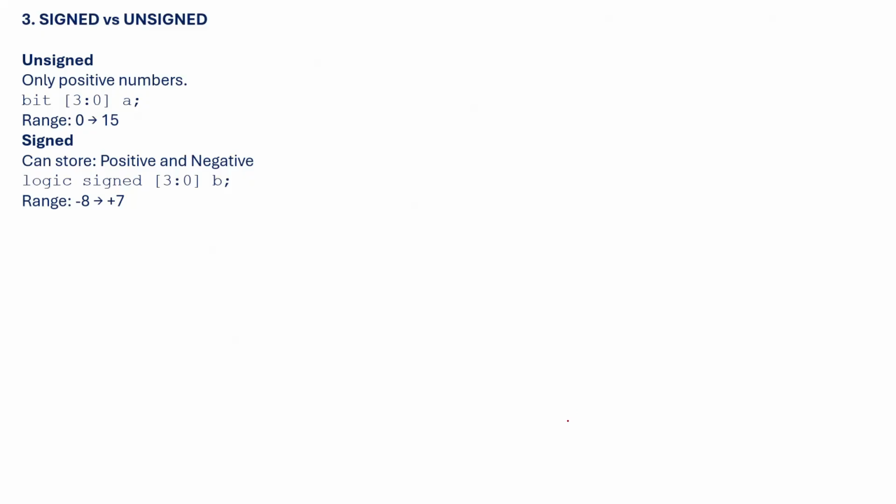Now signed and unsigned. What does signed mean? A signed variable supports both positive and negative values. Suppose you take an integer type or logic, say logic signed with 4 bits. 4 bits means 2 power 4, so the capability of producing values is 16, right? This 16 comes from 2 power n.